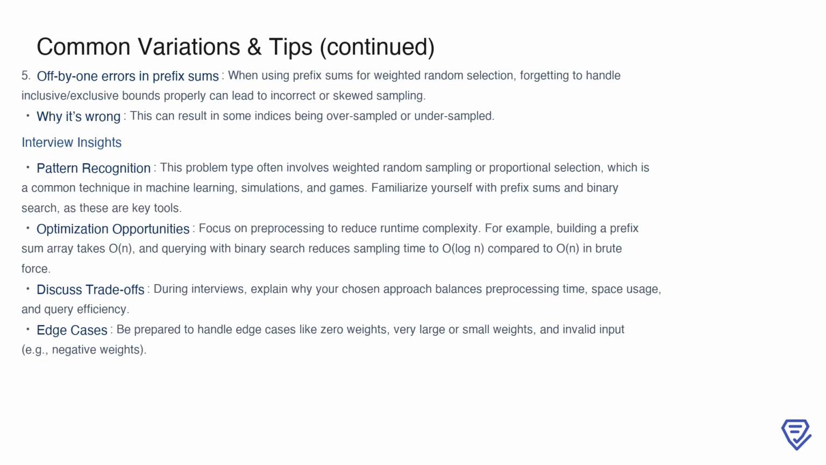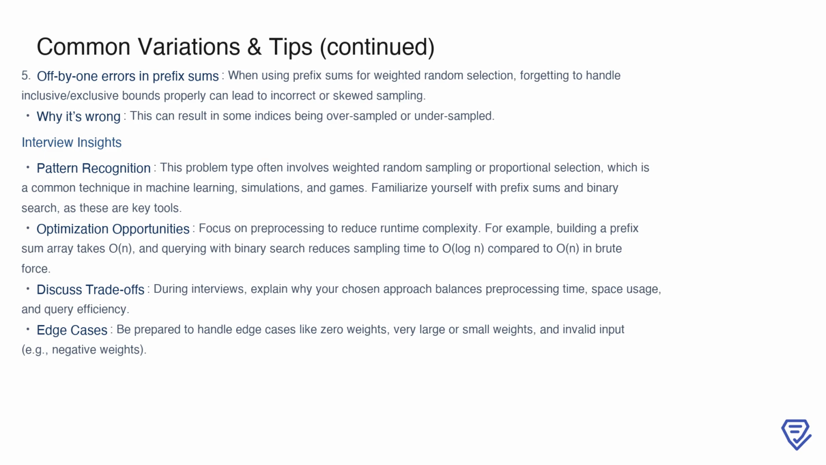Weighted random sampling is a common technique in fields like machine learning, simulations, and gaming. Mastery of tools like prefix sums and binary search will serve you well, as they often appear in variations of this problem. For optimization, focus on pre-processing the data. For example, constructing a prefix sum array is O(n), while querying with binary search brings sampling time down to O(log n), making it far more efficient than brute force approaches.